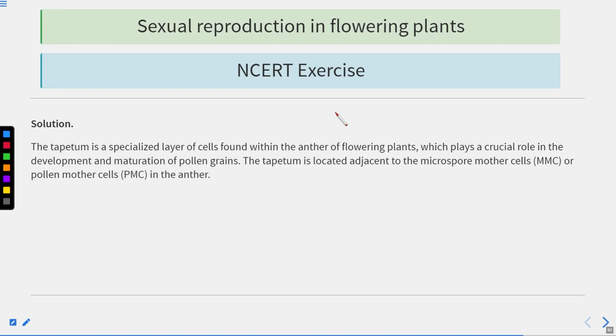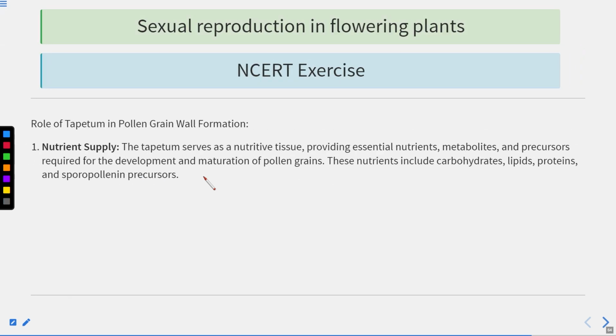Now, let's have a look at the answer. The tapetum is a specialized layer of cells found within the anther of flowering plants, which plays a crucial role in the development and maturation of the pollen grains. The tapetum is located adjacent to the microspore mother cells or the pollen mother cells in the anther. Now, what is the role of tapetum in pollen grain wall formation?